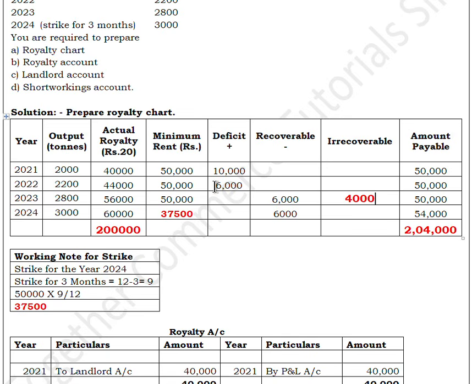Let us see the next deficit. The next year's deficit is 6,000. For this deficit, the next 2 years are this year and this year. So these 2 years are the recoverable years. In this year there was a profit of 6,000, but that has been utilized, so you cannot use it here. Here if you see, the royalty collected was 60,000 and the minimum rent was only 37,500. So there is a lot of money remaining here. Out of this excess money, 6,000 is easily recoverable. So this is how you solve the recoverable column.